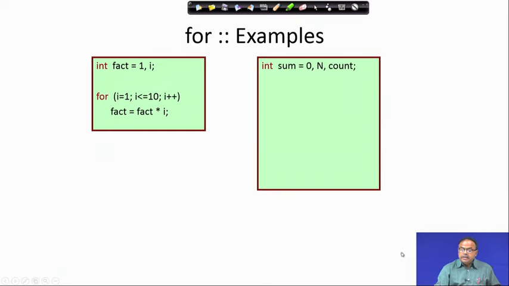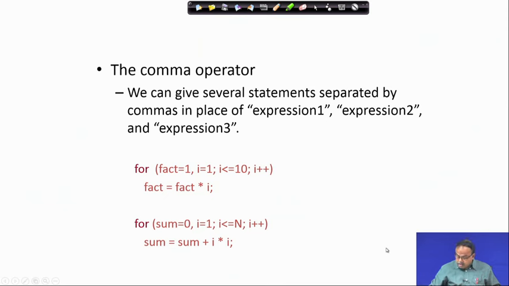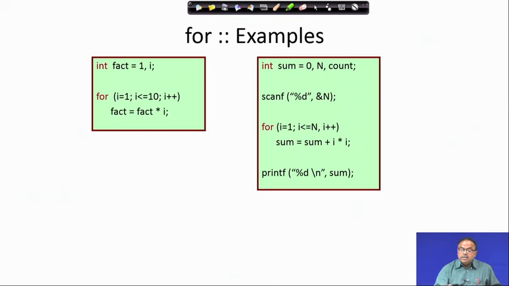And here is another example. You can see what it does quickly. You can explain it yourself. Sum is 0, n is a variable and count is another integer variable. Now, we are reading n, and for i equals 1, i less than or equal to n, I am adding to sum. So, what is being done here? What will happen if I trace this program?